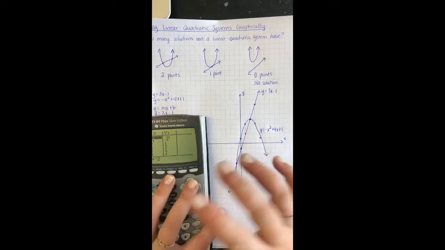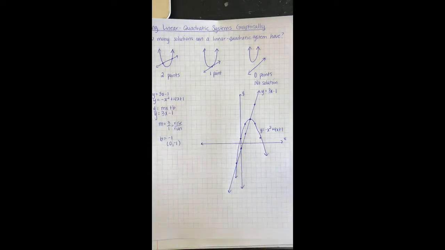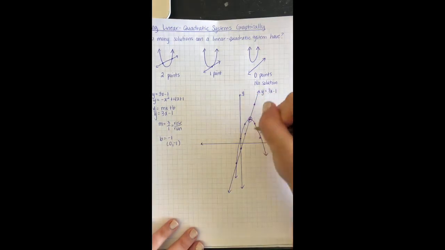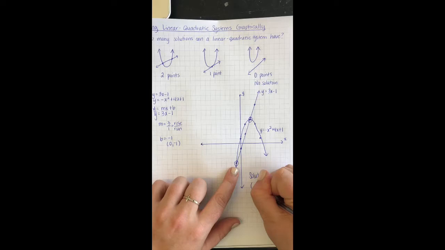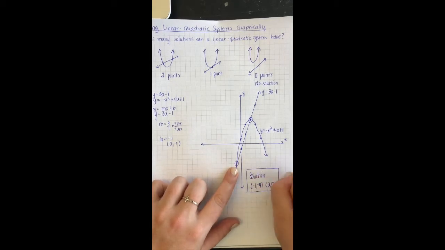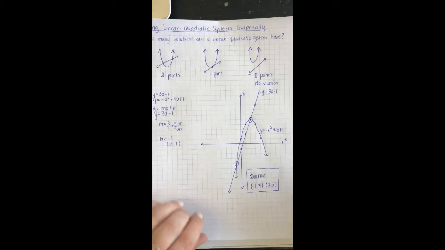And remember, all of this graphing work means nothing without the solution. The solution is the points of intersection. So I'd like you to write the word solution, and then you're going to write those coordinate pairs: -1, -4, and 2, 5. And that is your solution for this.